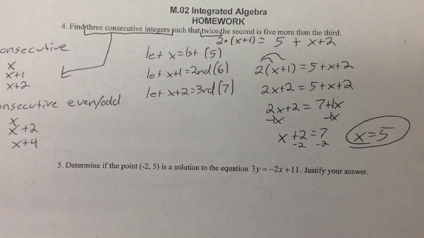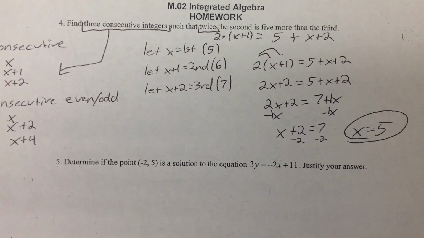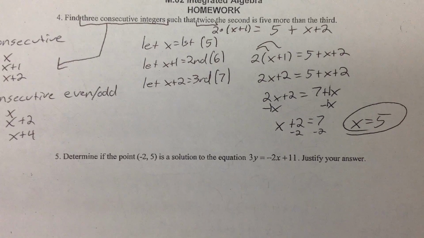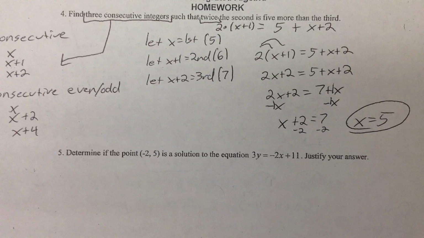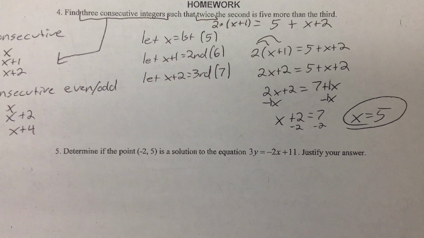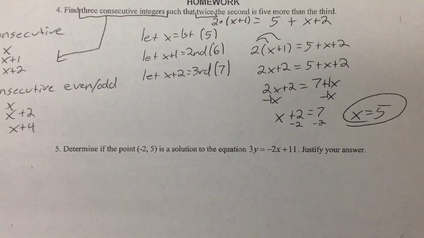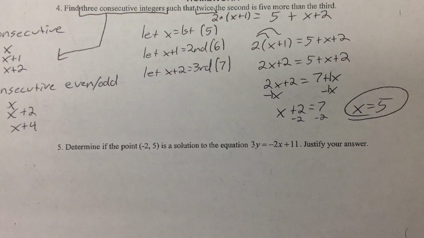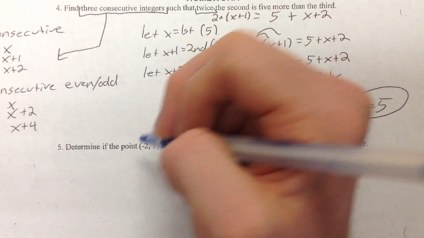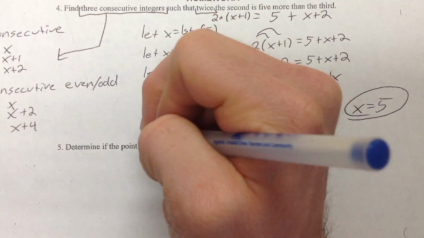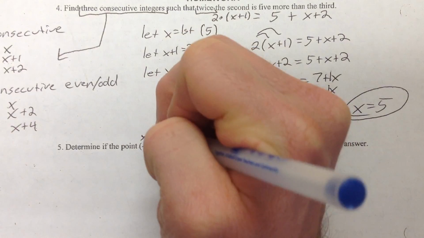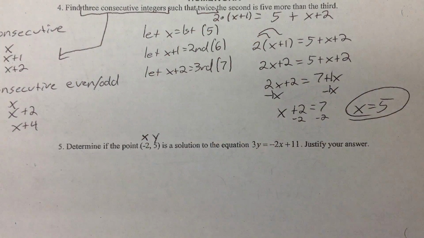Number 5. This is some of the new stuff that we've just started. Determine if the point negative 2, 5 is a solution to the equation 3y equals negative 2x plus 11. All right, justify your answer. So the easiest way to do one of these is when you have a point, the first number is your x. The second number is your y. Coordinates always have an x and a y.